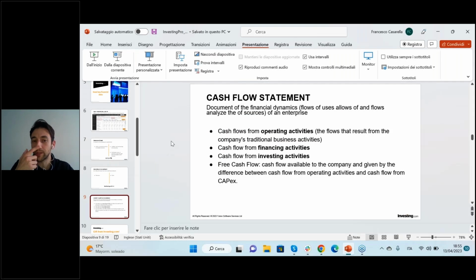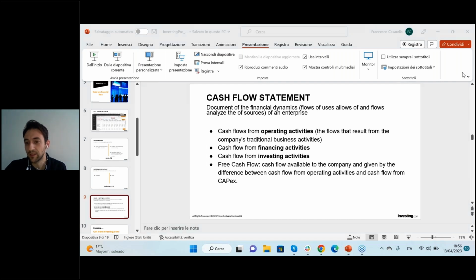Let's move forward to the cash flow statement. It's the same thing as the income statement. We don't want to see the snapshot as we saw in the balance sheet. Now we want to check the trend in the cash flow statement, okay? But first of all, we have to understand what a cash flow statement is.